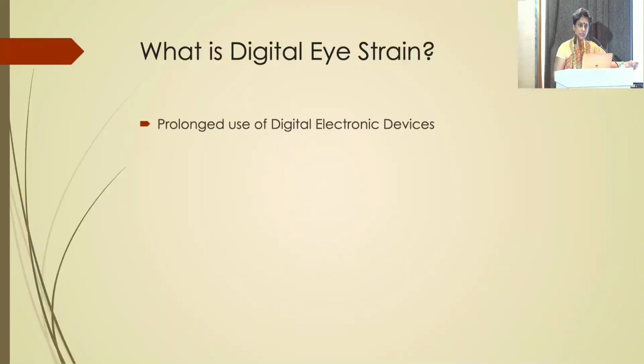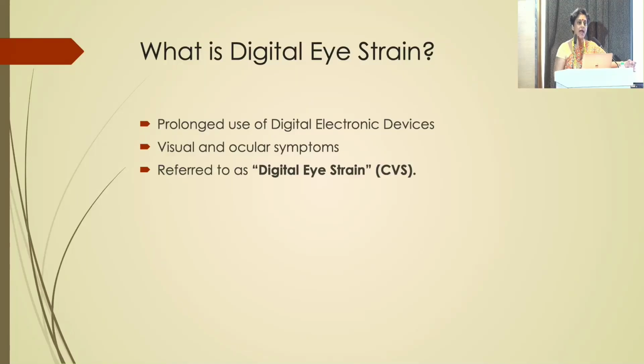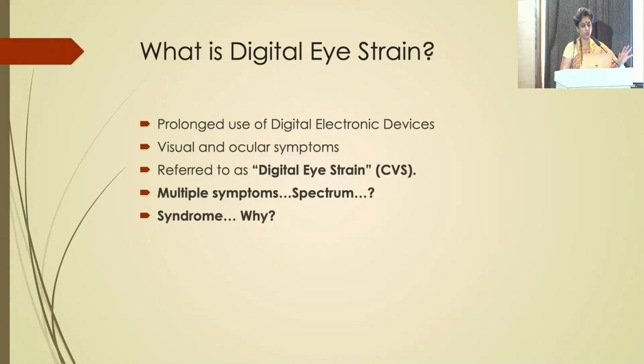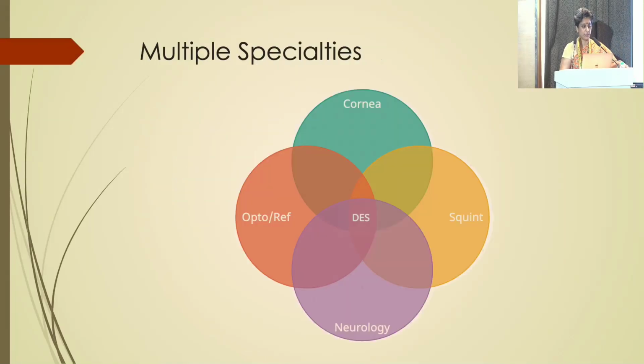So it is not only the use of digital devices, but that causing visual and ocular symptoms, and together the entire symptom complex is called digital eye strain. But because it's a symptom complex, should it not be called digital eye spectrum? Or better still, I would suppose it should be called digital eye syndrome. Now, why am I saying this? I'm not over-exaggerating. This is where these patients can go.